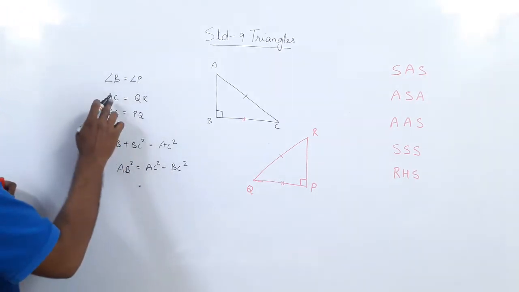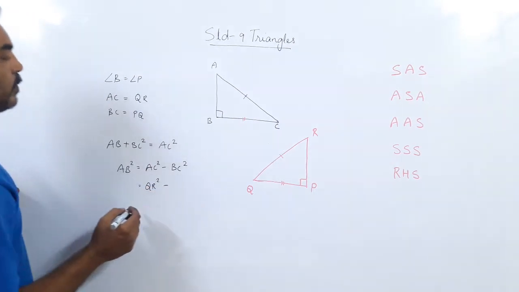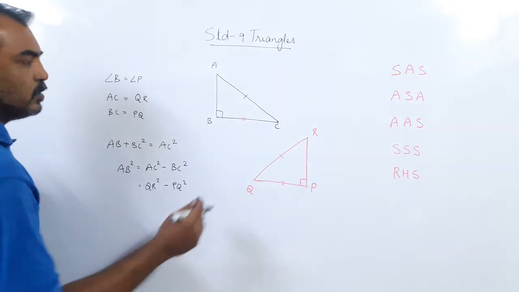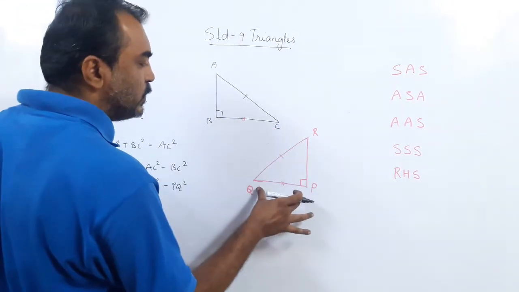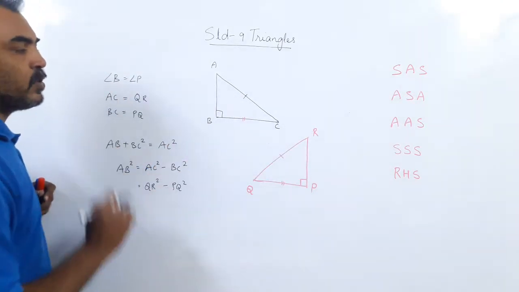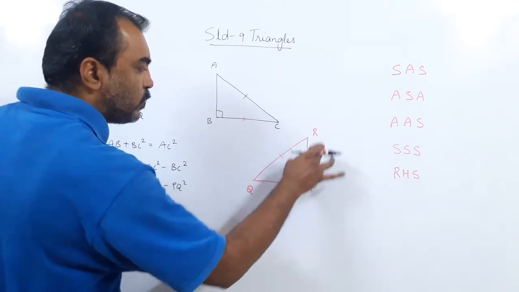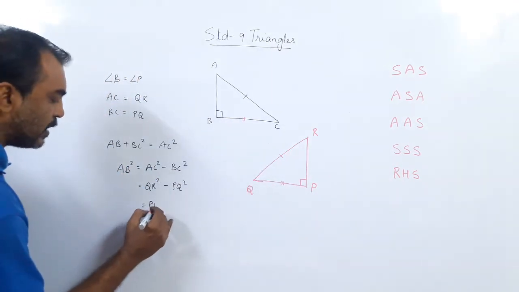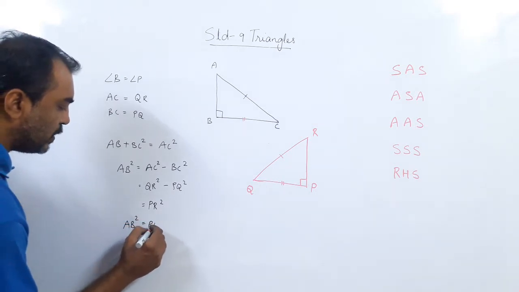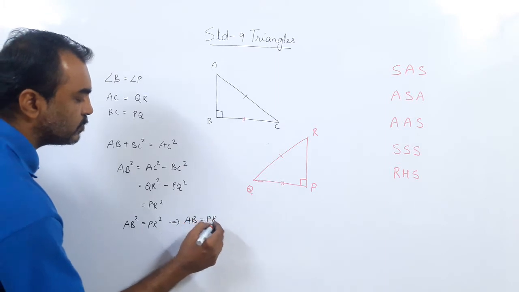But we have AC equal to QR. So instead of AC I will write QR square, minus BC equal to PQ, so I write PQ square. So QR square minus PQ square. Now this is also a right angle triangle. This also follows the Pythagoras theorem. So here QR square minus PQ square is PR square. So we got AB square equal to PR square, meaning AB is equal to PR.